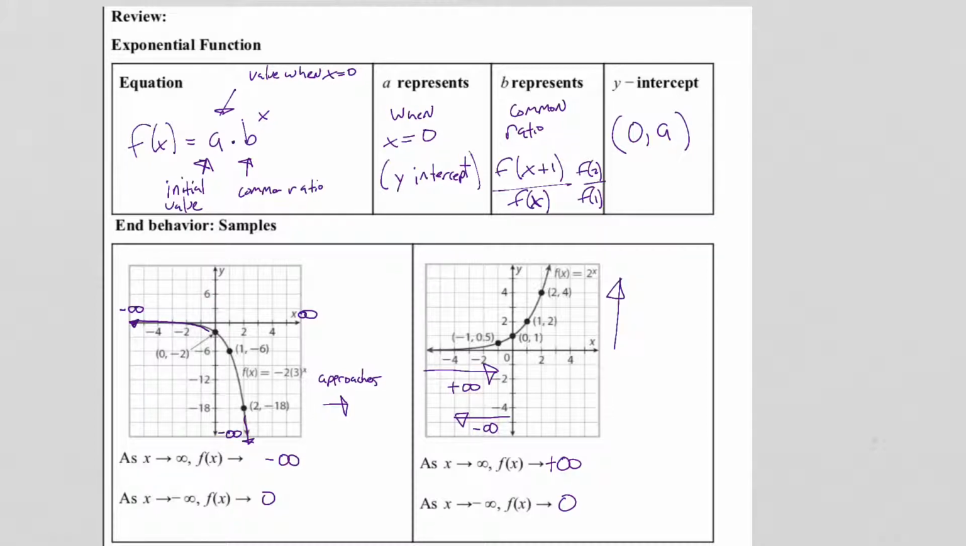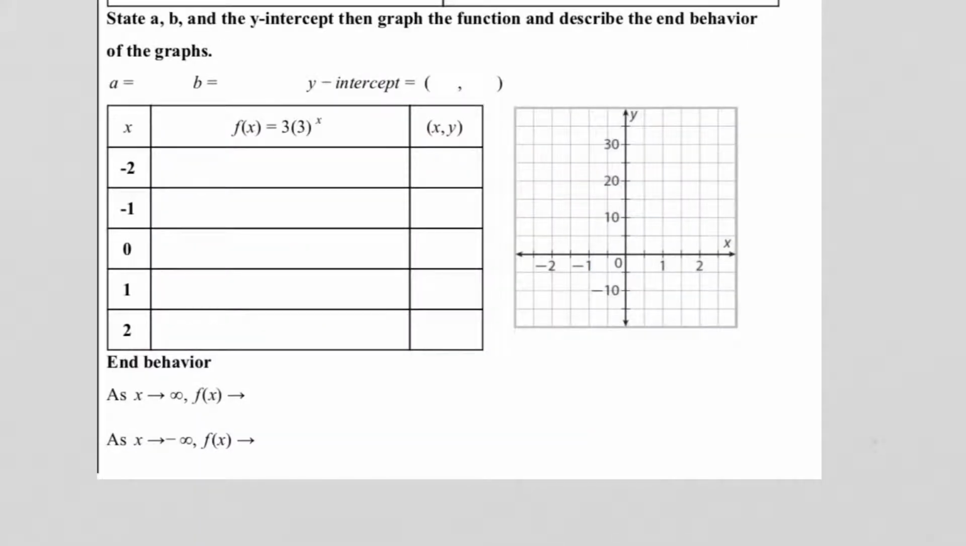So from here, let's take a look at some examples with actual numbers, a table and a graph. So here we go. We got our x values, and we're going to try to find our f of x, and the formula is 3 times 3 to the x power. So in this formula, a times b to the x, a is 3, and b is 3. So from here, you just plug in the various points for x, and you'll get some values for y.